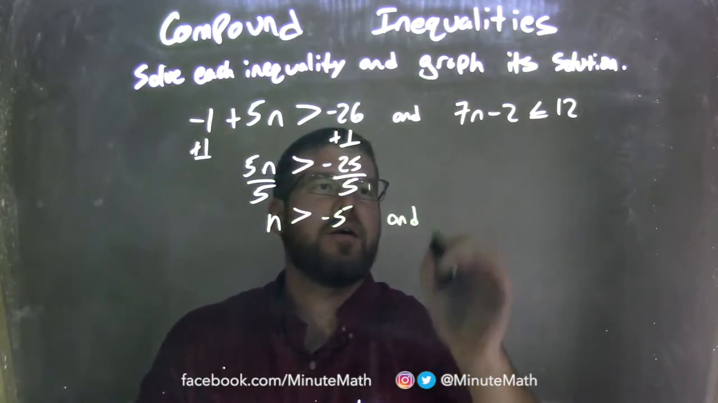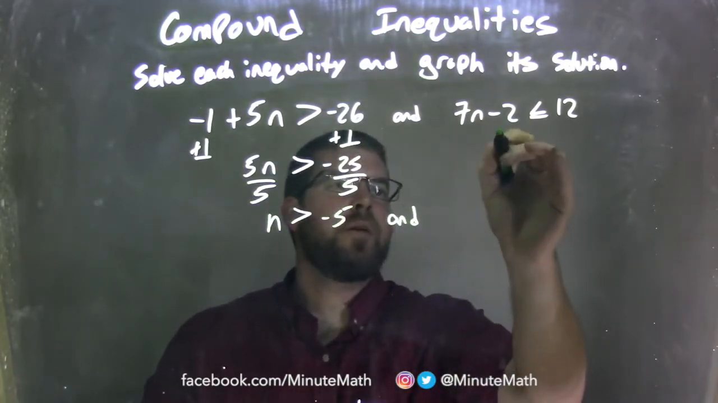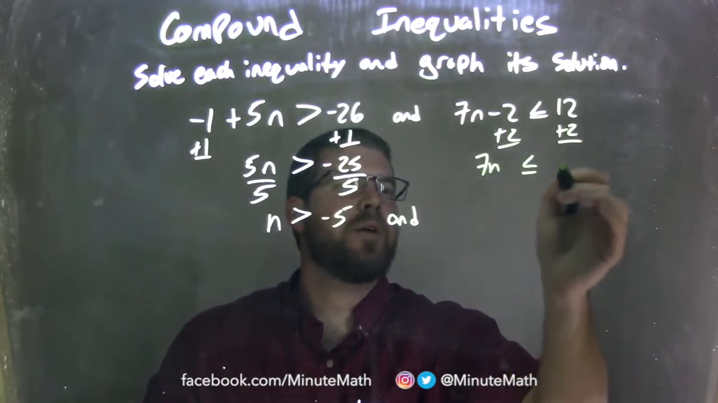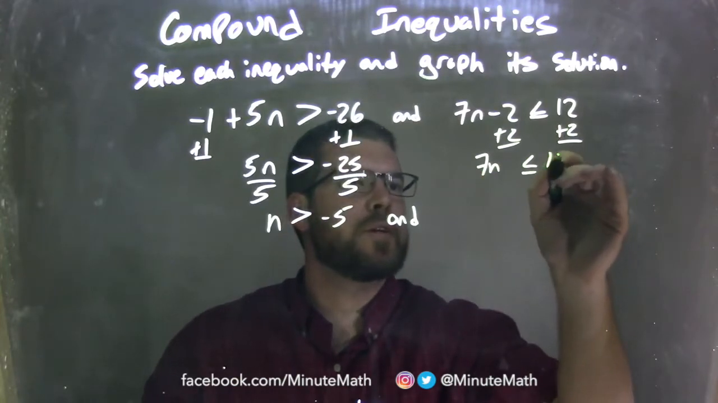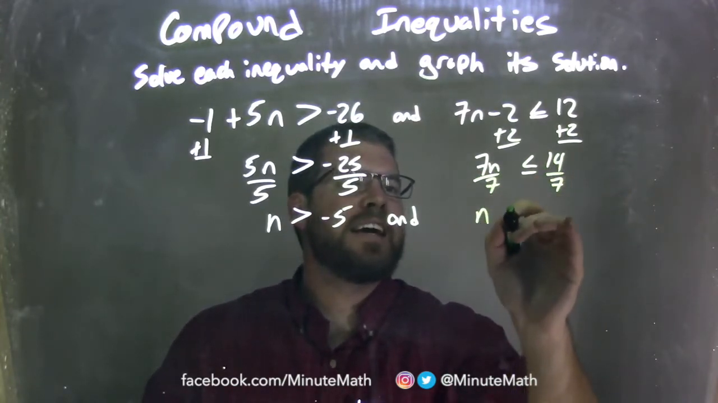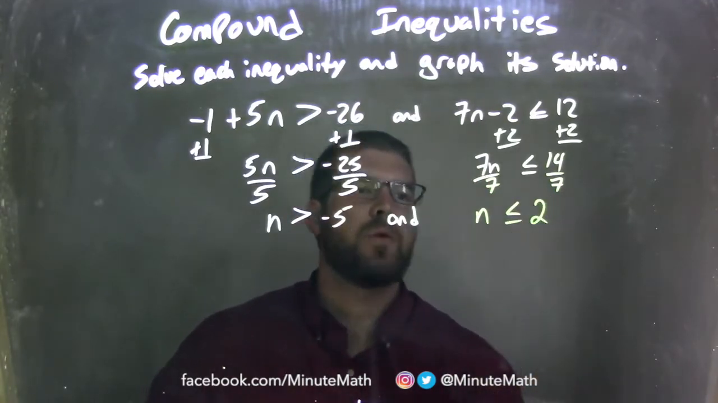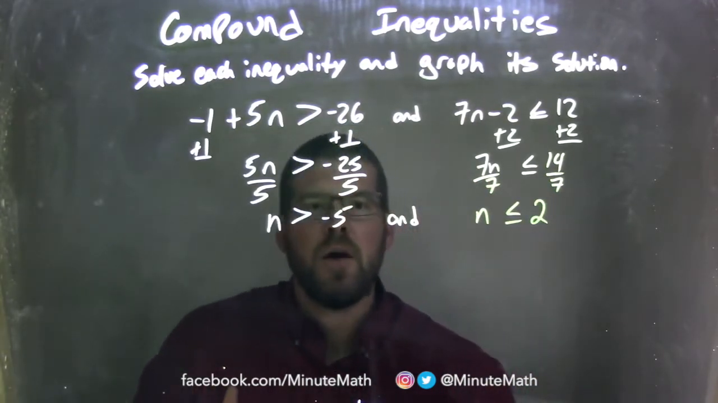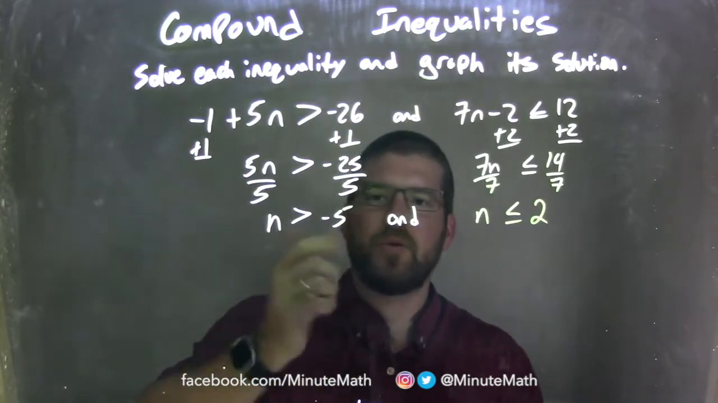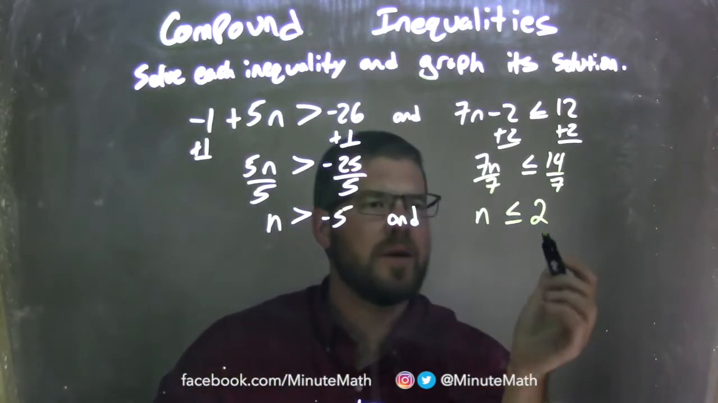Okay? So now I'm going to solve this one. I add a 2 to both sides, leaving me with 7n is less than or equal to 12 plus 2, which is 14. And then divide by 7 on both sides, giving me n by itself is less than or equal to 2, 14 divided by 7. Okay? So now this one's tricky. We're given "and" here, and we're given a range. We said n has to be greater than -5, and n is also less than or equal to 2.